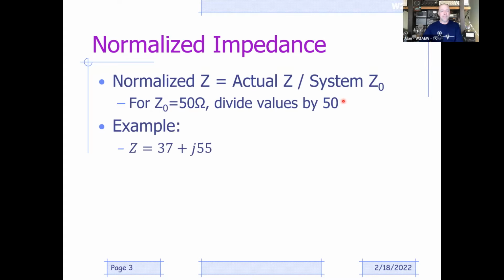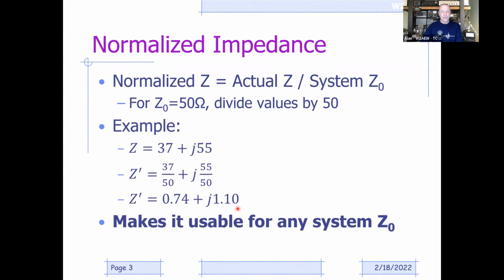So as an example, let's say you had your fancy antenna analyzer and it reported that the antenna's complex impedance was 37 ohms resistive plus an inductive 55 ohms of reactance. The way we normalize that is we divide each term by 50. So the normalized impedance, represented by the little prime symbol, would then be 0.74 plus J1.1.